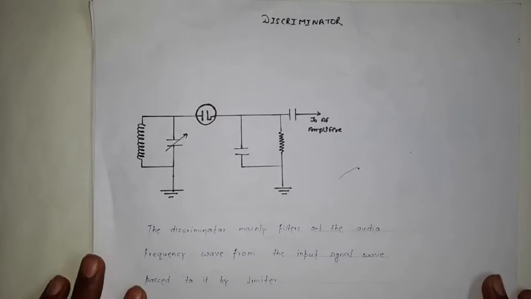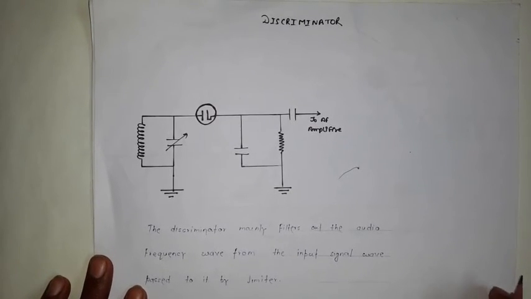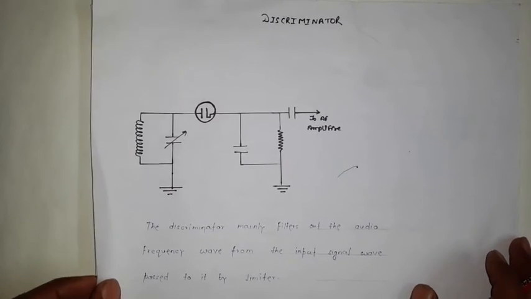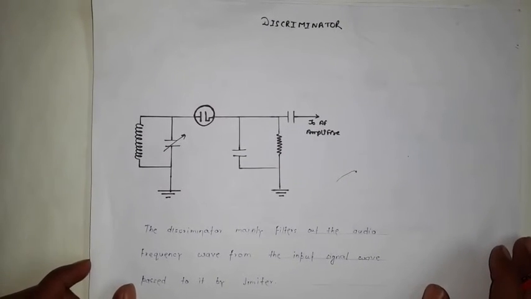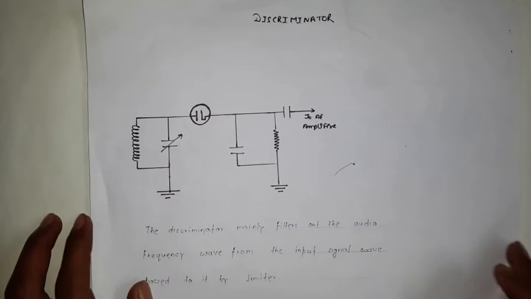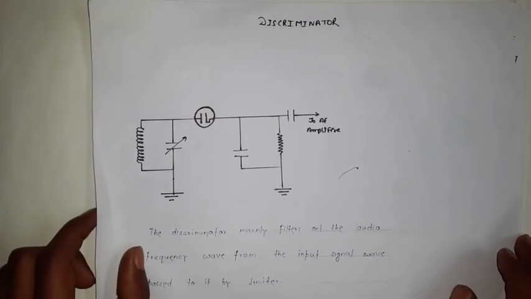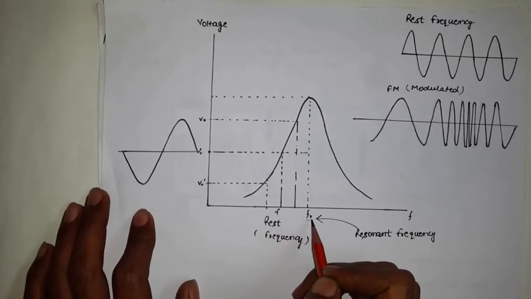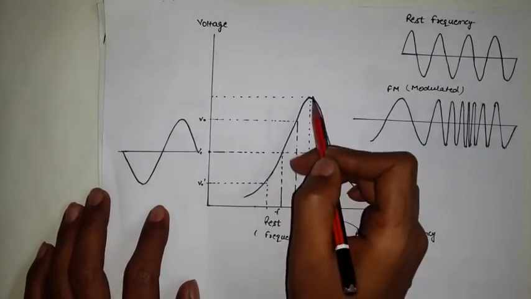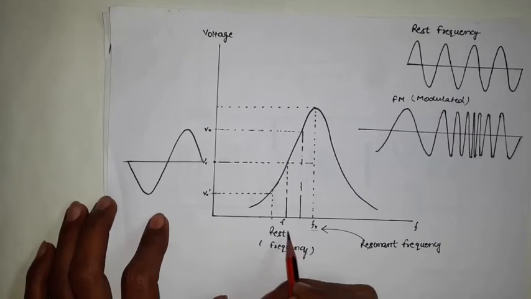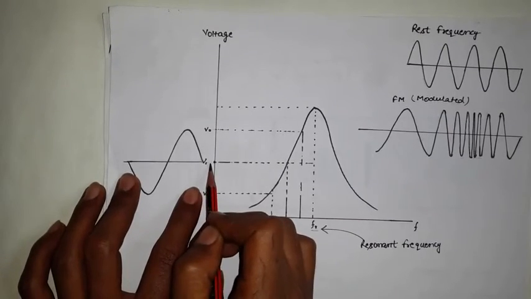The main job of the discriminator is to filter out the audio frequency wave from the input signal wave passed to it by the limiter. The discriminator has a tuner circuit. Now we know that the tuner circuit passes the maximum voltage at the resonant frequency, that is, when the frequency of the input signal wave is equal to the resonant frequency of the tuner circuit. Let's say the resonant frequency is FR and the corresponding voltage is maximum, that is V. And let's say this is the rest frequency F and the corresponding voltage is VC.